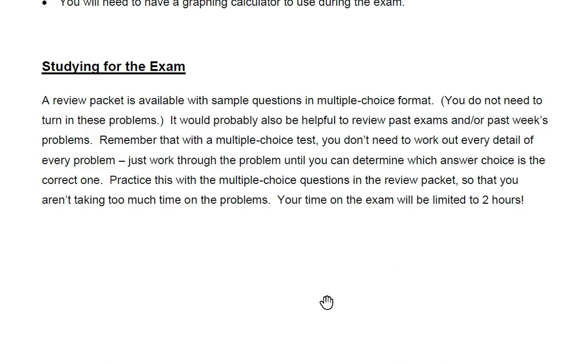And remember that on a multiple choice test, you need to use a little bit different strategies. So you don't need to work out every detail of every problem. Just work through the problem until you can tell which answer choice is the correct one. This is one reason I'm giving you the multiple choice questions in the review packet, so that you can practice doing this and that you aren't taking too much time on the problems. Your exam will be timed in my math lab and it will be limited to 2 hours. If you have any questions about taking the exam or any of the details, please feel free to contact me.